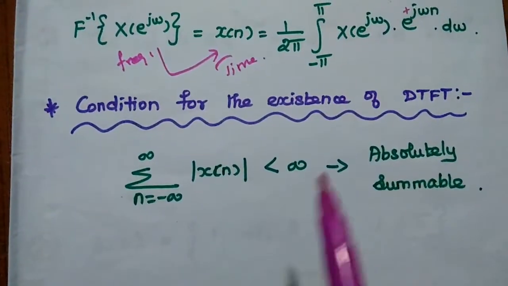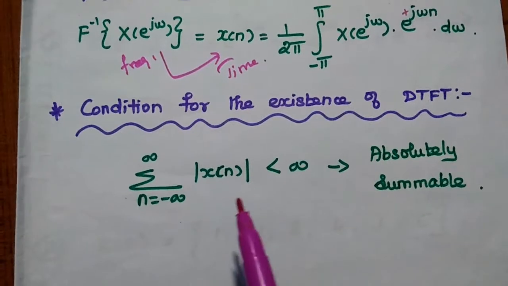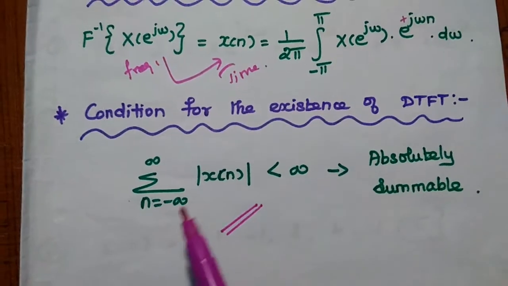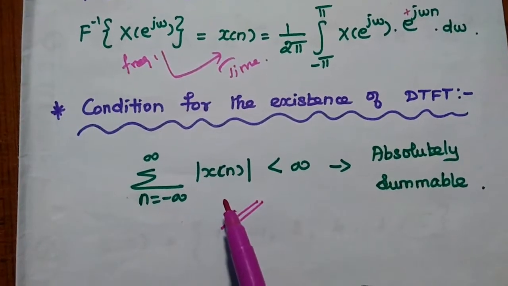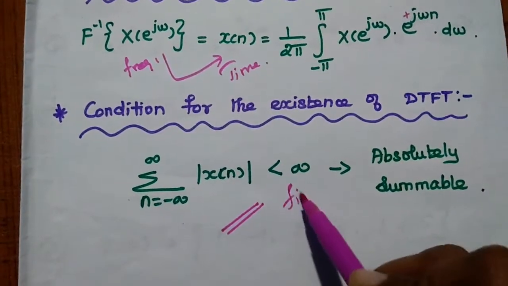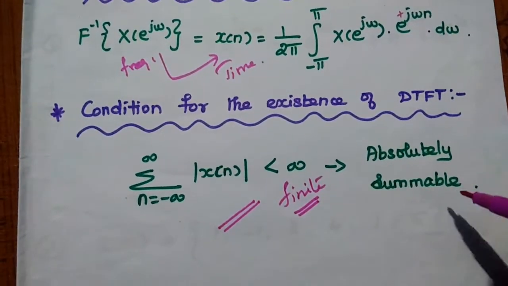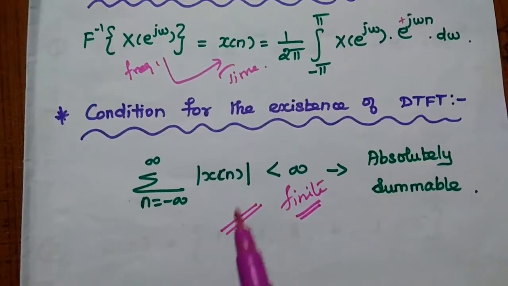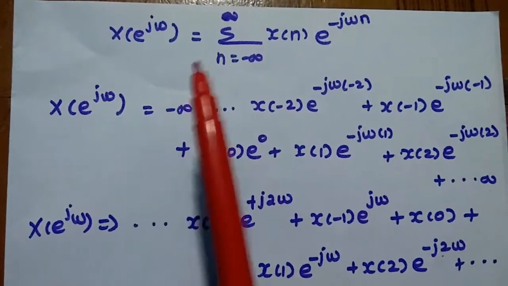So the condition for the existence of discrete time Fourier transform, that is for the signal which is satisfying this condition, for that signal alone we can find out the Fourier transform. So the condition is what? Summation from n is equal to minus infinity to infinity of magnitude of x of n should be less than infinity, means it should be finite. If it is finite, we can name it as absolutely summable. If the given signal x of n is absolutely summable, then there is a DTFT for that signal. Okay. So this is the Fourier transform.